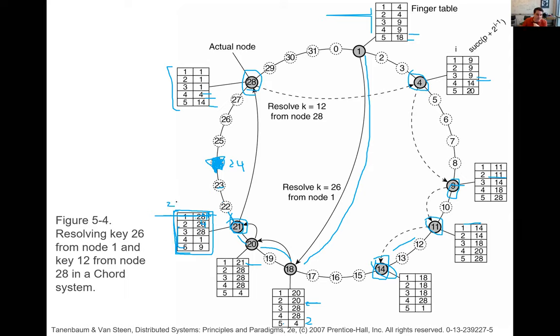So node 21 is basically going to take its identifier plus 1, plus 2, plus 4, plus 8, plus 16. And it's going to do a lookup in the system for those numbers.